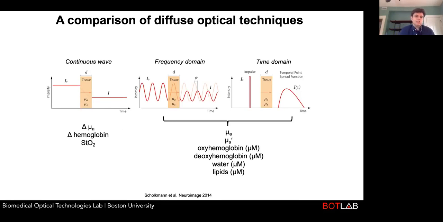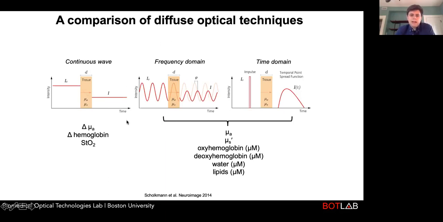STO2. This is tissue oxygen saturation. It's the amount of oxyhemoglobin over total hemoglobin. So continuous wave techniques, and I'll talk about one later in the talk, are very useful for looking at changes that happen over short timescales. For example, measuring the cerebral activation in the brain uses continuous wave. We call that technique NIRS.